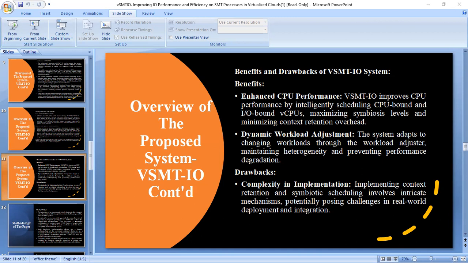Number three, granular view of the system behavior. The tables detailing the number of vCPU switches, time spent at different states, and benchmark-specific results offer a granular view of the system behavior. This level of detail allows readers to delve into the intricacies of VSMT-IO's performance across a spectrum of workloads.